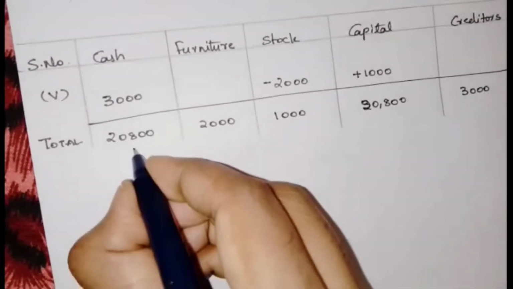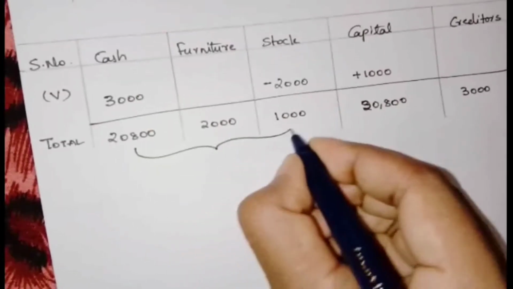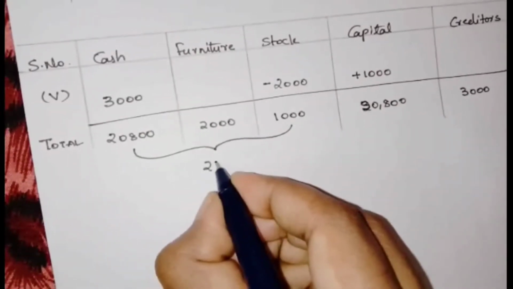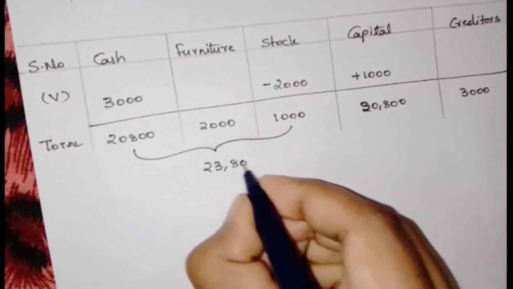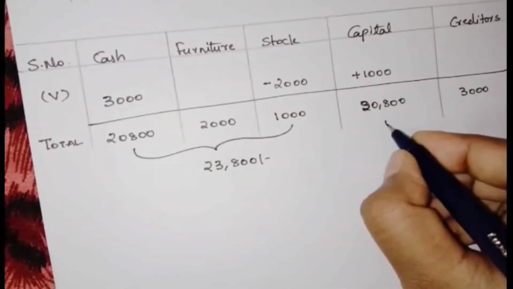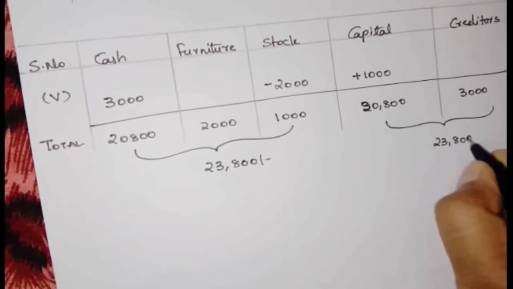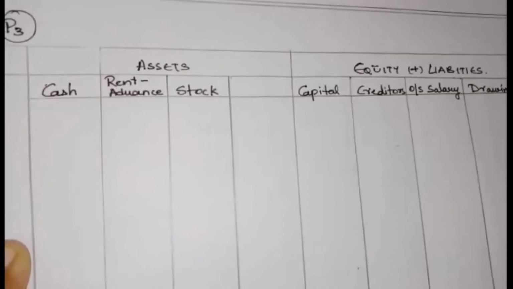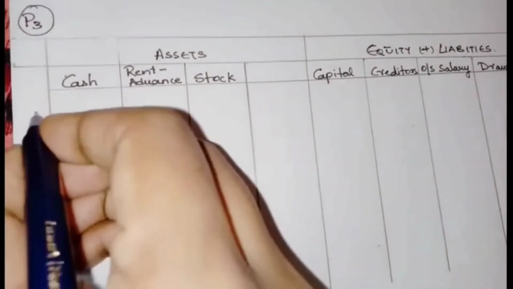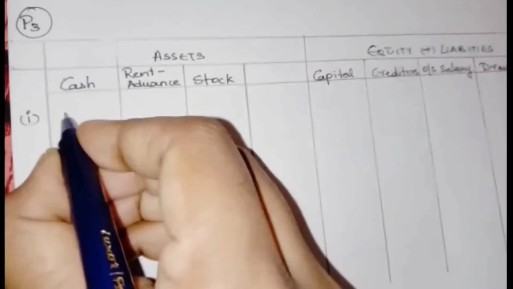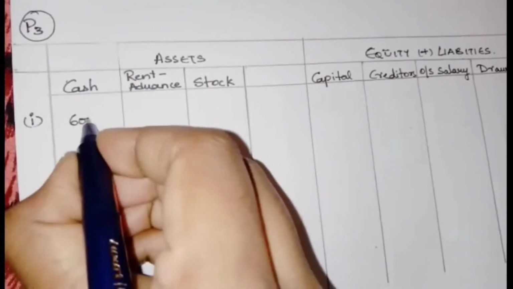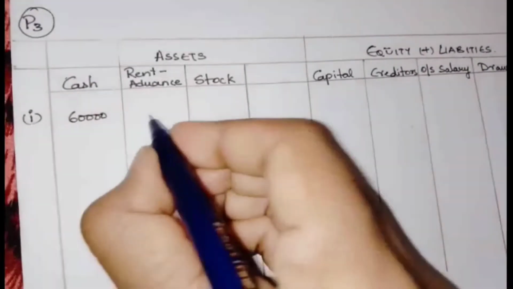and capital 20,800, and 3,000 is the creditors balance, and the total comes to 23,800. Hence assets is equal to total equity. Total equity is nothing but liabilities plus owner's equity. Okay, next comes the third question.